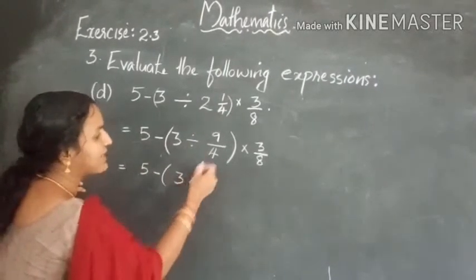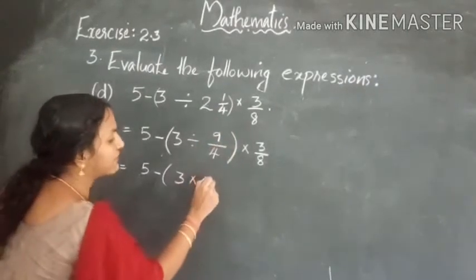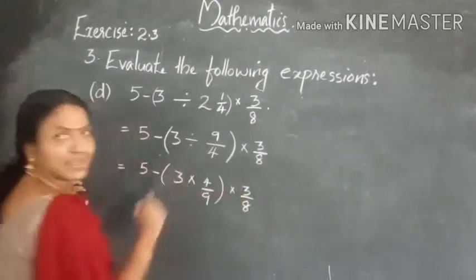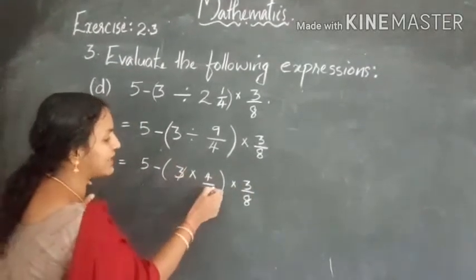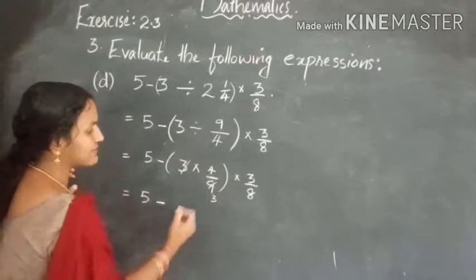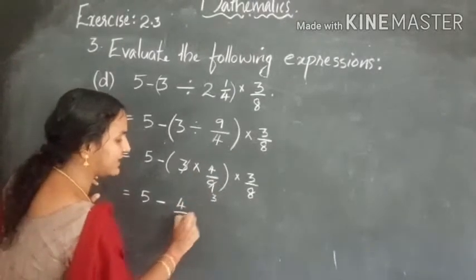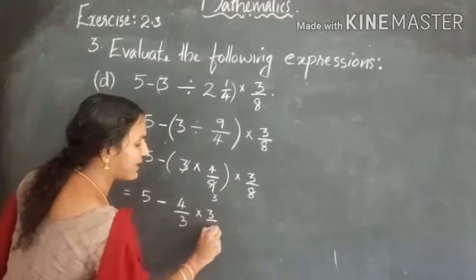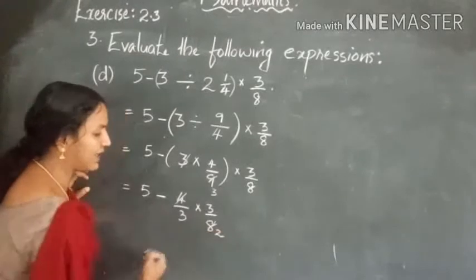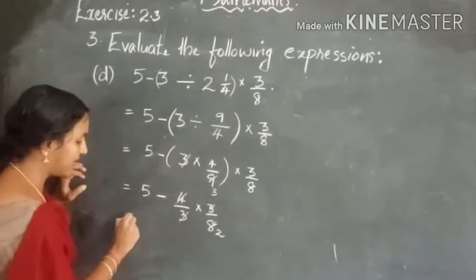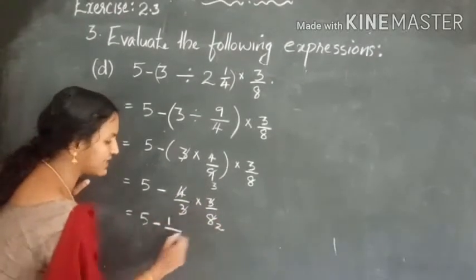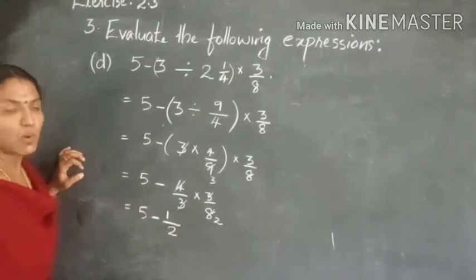Division means multiplying the reciprocal. Reciprocal of 9 by 4, 4 by 9 into 3 by 8. We can cancel 3 and 9. 3 3s are 9, is equal to 5 minus 4 by 3 into 3 by 8. Again, cancel 4 and 8. 2 4s are 8 and 3 3s are cancelled. Is equal to 5 minus, here the numerator is 1, denominator is 2. 5 minus 1 by 2.